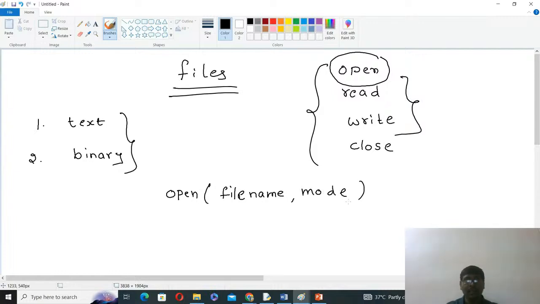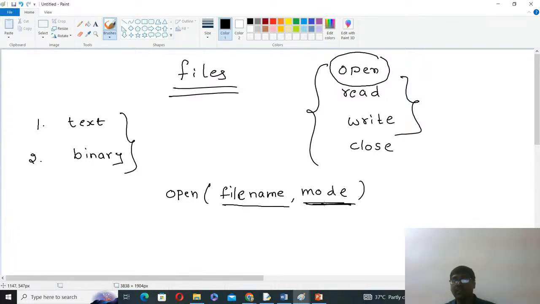What is the meaning? Open. Suppose in my system, multiple files are available. For example, assume my file names are sample1, sample2, sample3. Or else in your bag, multiple notebooks are available. Which book do you want to open? You need to specify: I want to open the Python notebook, I want to open the Java notebook. Exactly. So in open, the first parameter is the file name. That means here you need to give the name of the file. Okay, I think everyone understands.